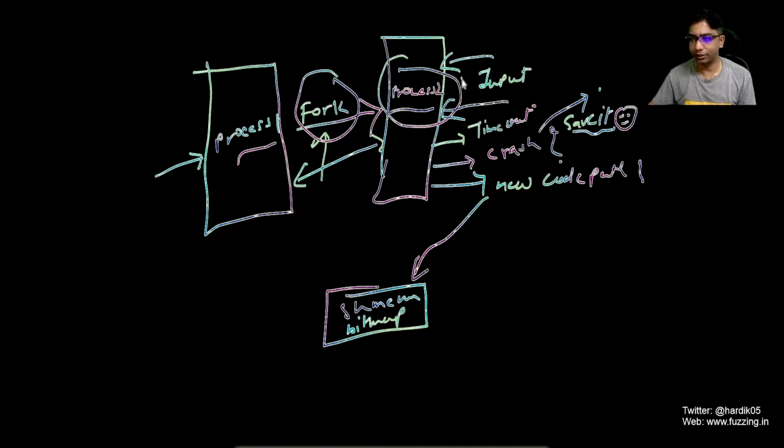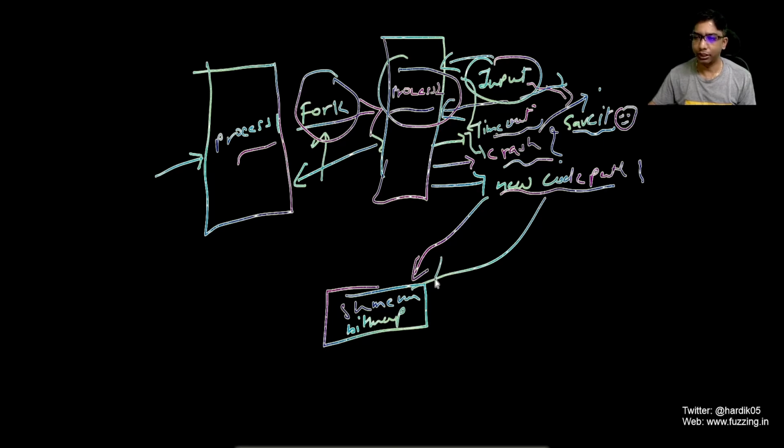So if it resulted in, say, a timeout, or a crash, then it will save this input file into the crashes folder. Depending upon your fuzzer configuration, it can save the timeout or hang inputs into a hangs or timeout folder as well. And if this input resulted in a new code path, then it will update the shared bitmap. Basically, a fuzzer maintains a shared bitmap to trace the program execution.